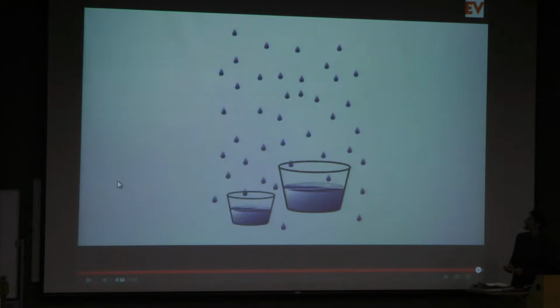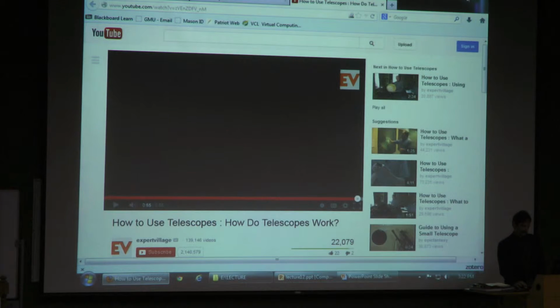So, yeah, the bigger bucket, actually there's more rain here, same depth, but because it's got a larger area, there's more volume, so that's just like the analogy of the telescope collecting more light.